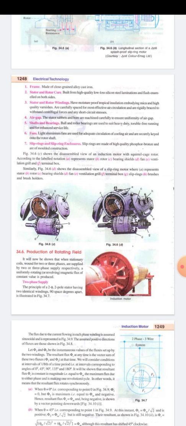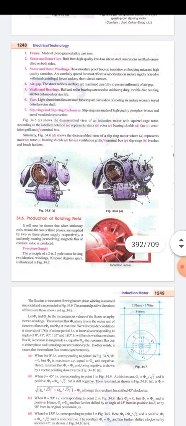Air gap. The stator rabbets and bore are matched carefully to ensure uniformity of air gap. Shaft and bearing. Ball and roller bearings are used to suit heavy duty, trouble free running and for enhanced service life. Fans. Light aluminum fans are used for adequate circulation of cooling air and are securely keyed onto the rotor shaft.